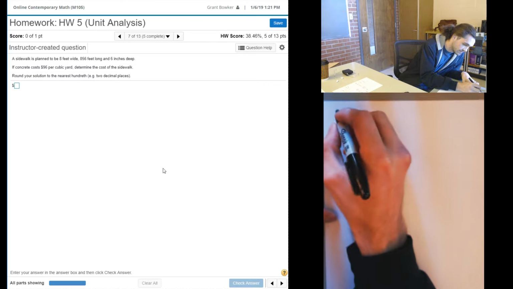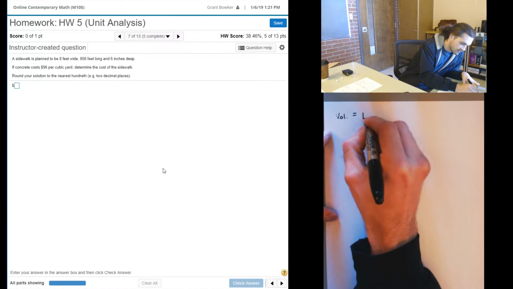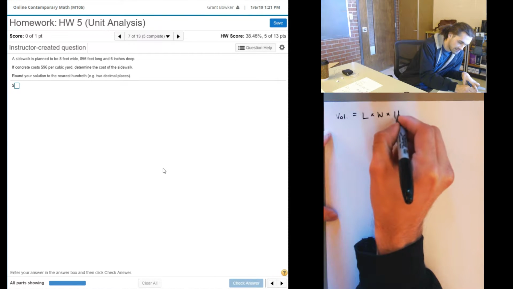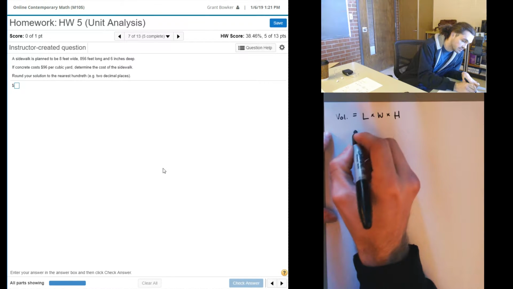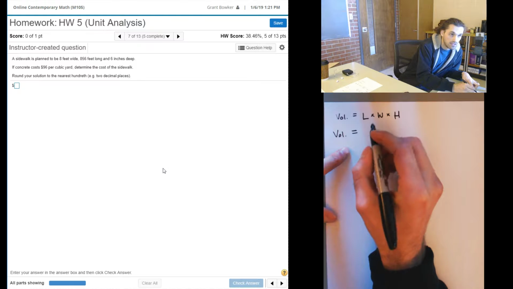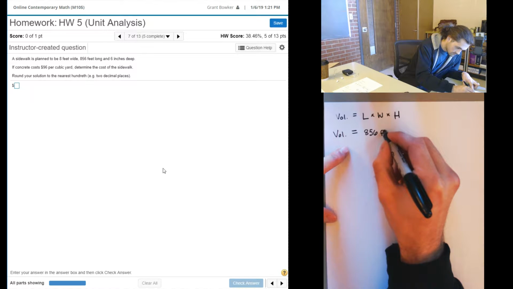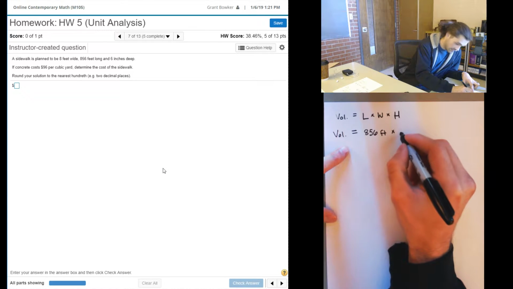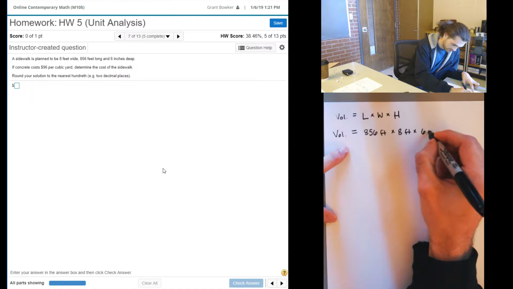So the first thing we need to figure out is the volume of the sidewalk. So volume is length times width times height. The sidewalk is planned to be 8 feet wide, 856 feet long, and 6 inches deep. So our volume is going to equal, I have a length of 856 feet. I have a width of 8 feet. And I have a height of 6 inches.